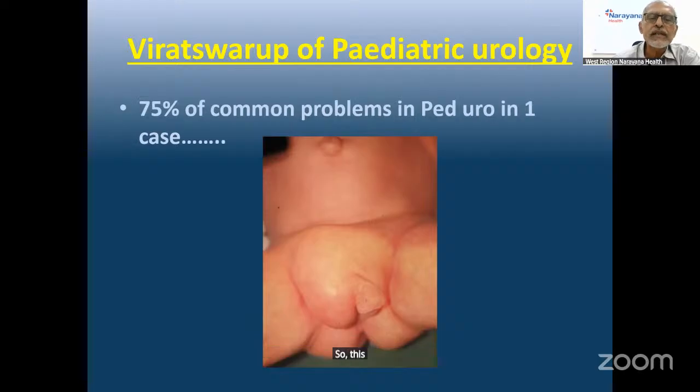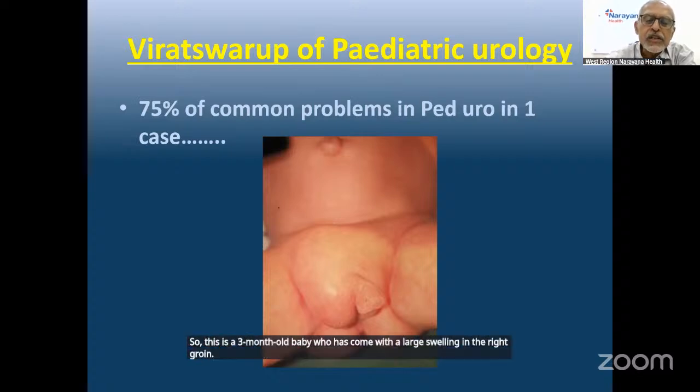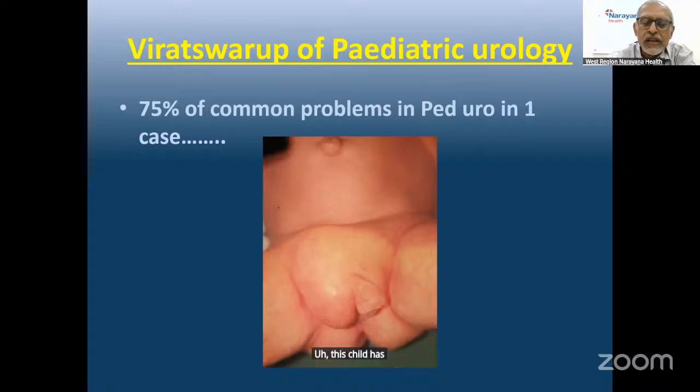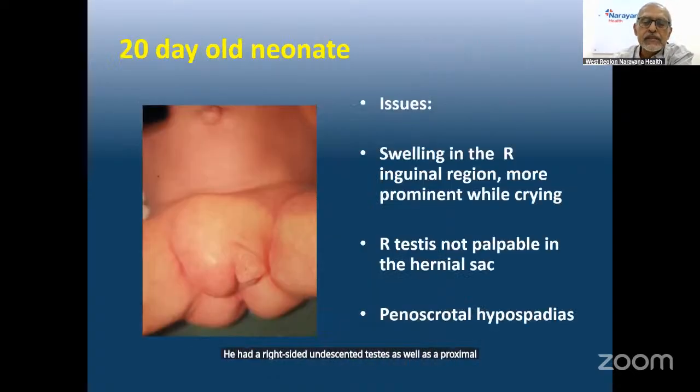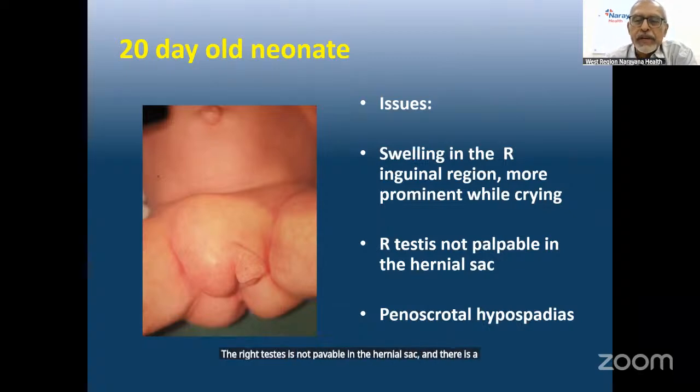So this is a 3-month-old baby who has come with a large swelling in the right groin. This child has also got a deformity of the penis. On examination, this child has a large right inguinal hernia. He had a right-sided undescended testes as well as a proximal hypospadias. So the complaints were swelling in the right inguinal region, more prominent while crying. The right testes is not palpable in the hernial sac, and there is a penoscrotal hypospadias.